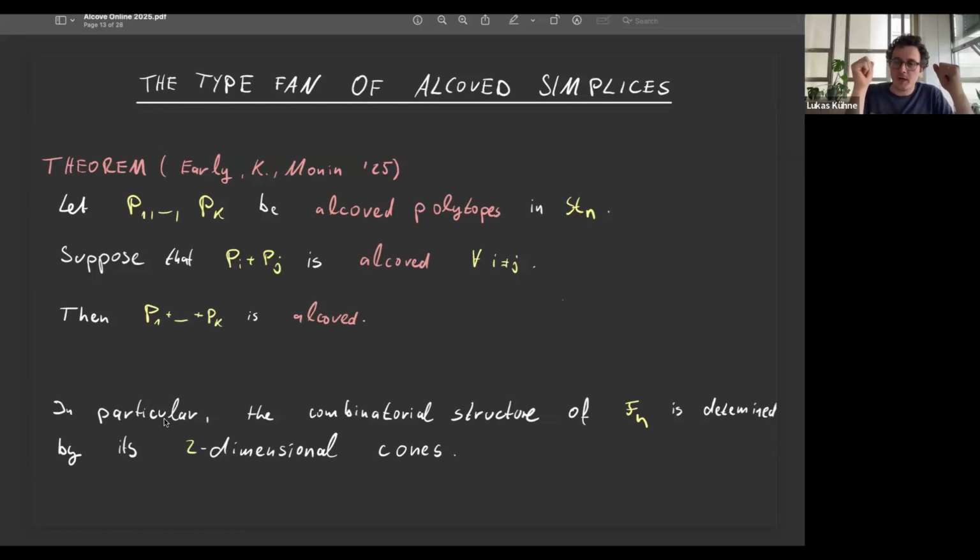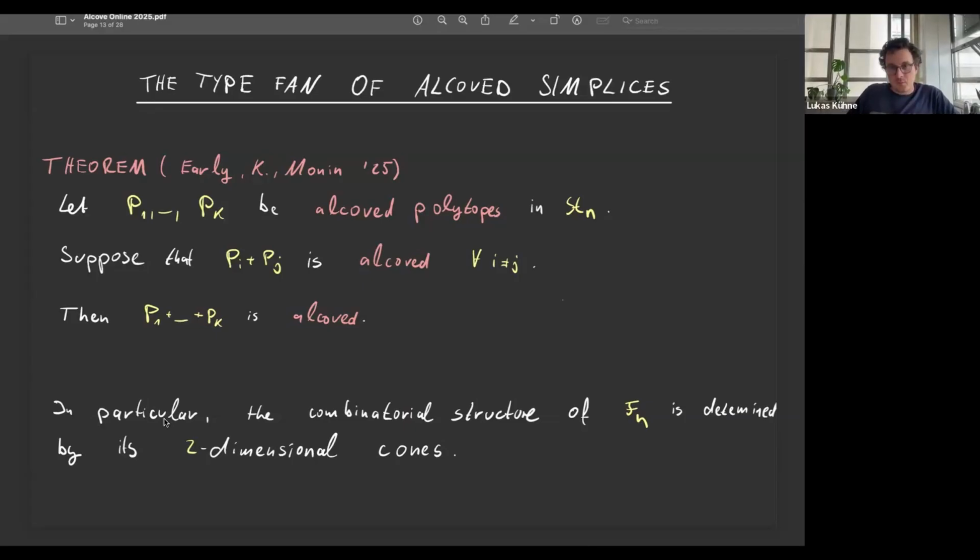Now I look at all pairs of these rays, and I can check whether these pairs of rays form a cone in this fan or not. And once I have collected all these pairs of rays which are compatible, I can imagine I draw a huge graph where the rays are the vertices. I connect them by an edge if and only if these two rays form a cone, and then all cones of this normal fan are just the cliques of this graph. And that's what I mean by saying the structure of this fan is determined by its two-dimensional cones.